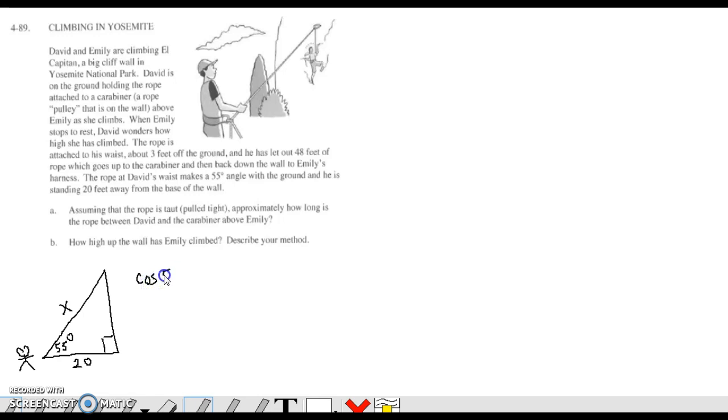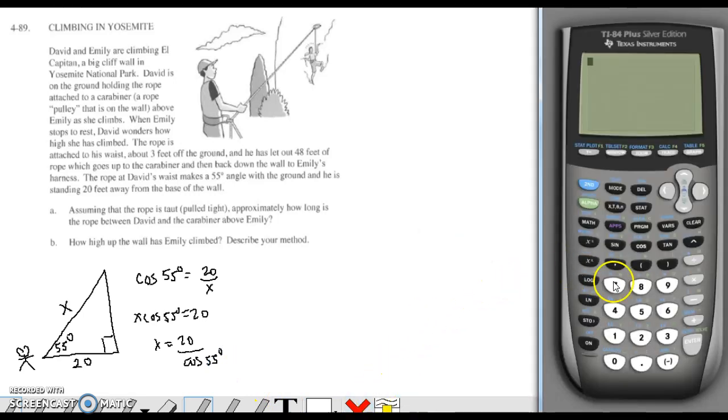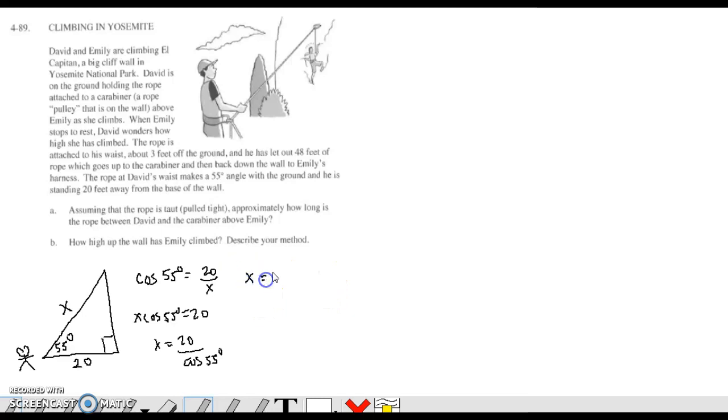So we're going to use cosine of 55 degrees is equal to adjacent over hypotenuse, multiply both sides by x, and then we're going to divide. Okay. So when I do that, check my mode real fast. We are in degree mode. Perfect. So I'm going to say 20 divided by my cosine 55, and I'm going to get 34.86 or 34.87, right? So x is equal to 34.87 feet. So that's the first one.